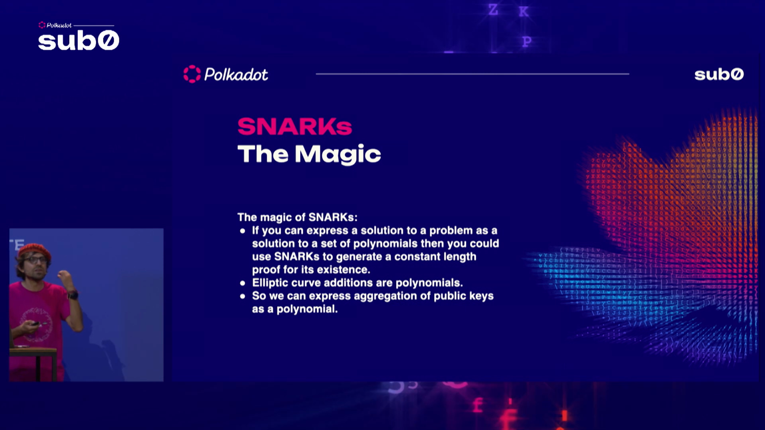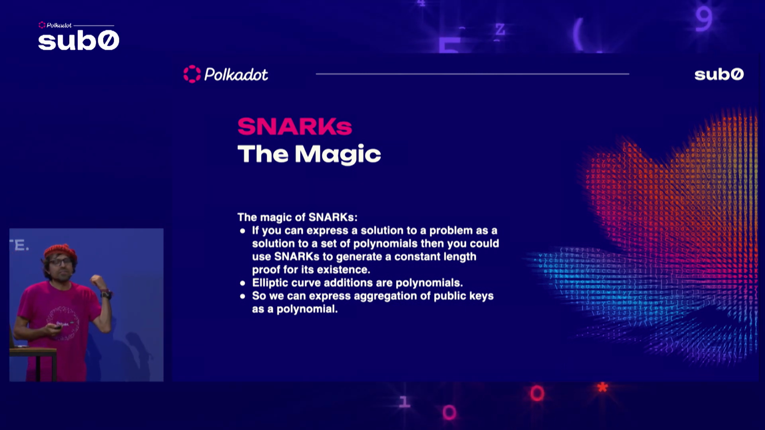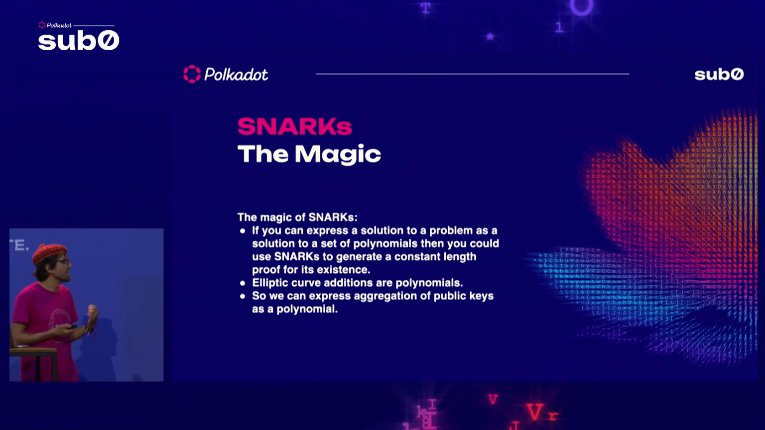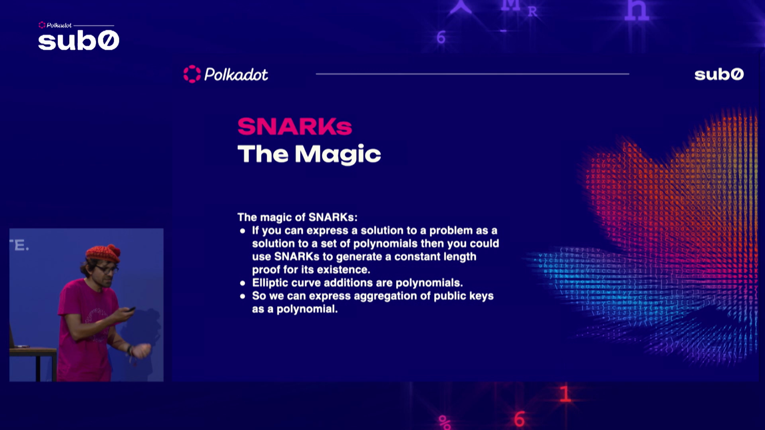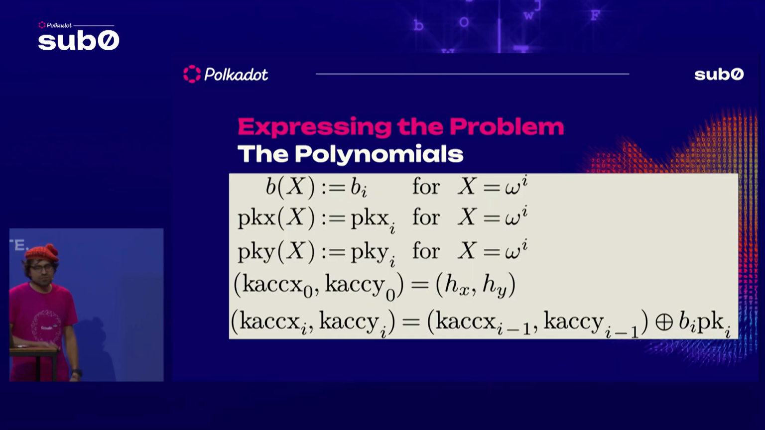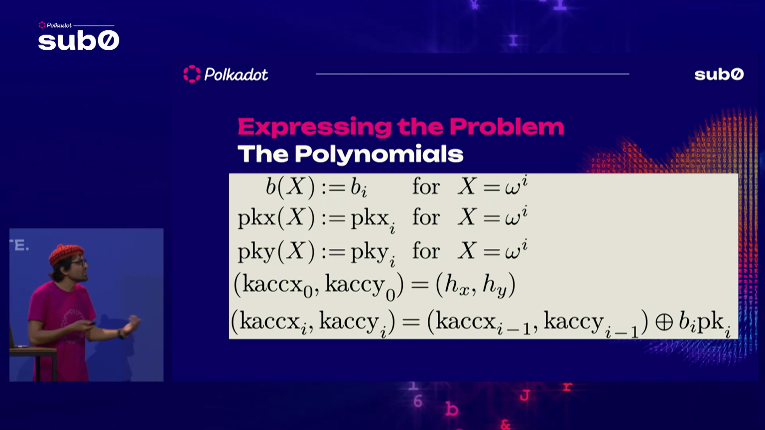You can give them a few points on the polynomial, and then they will become convinced that you have that polynomial. And so here, basically, what we did, we had to translate this problem into some set of polynomials.